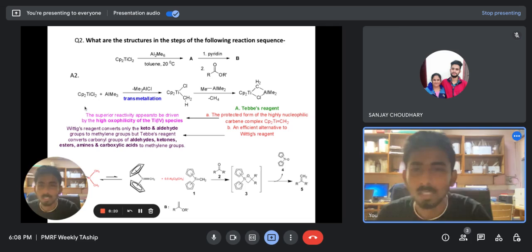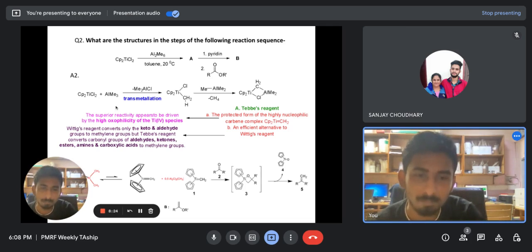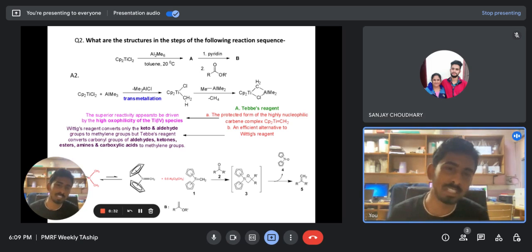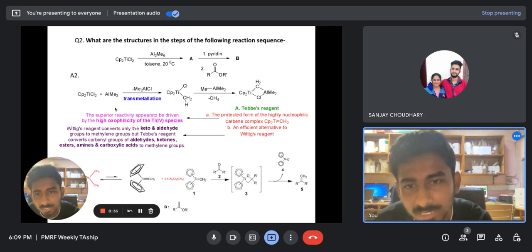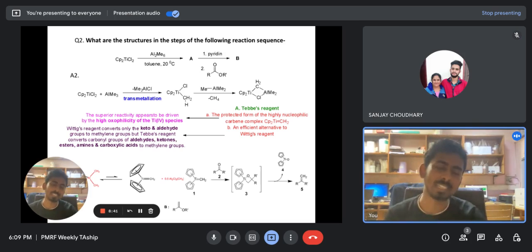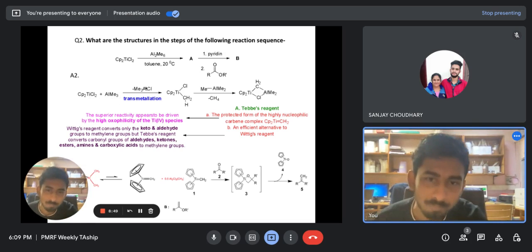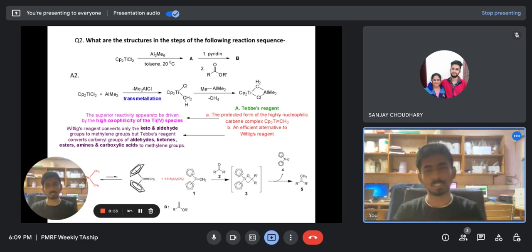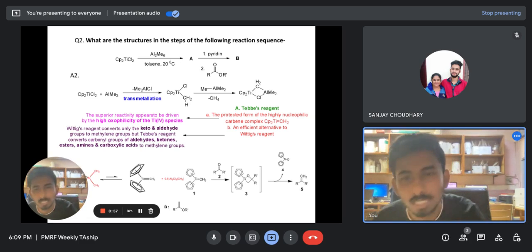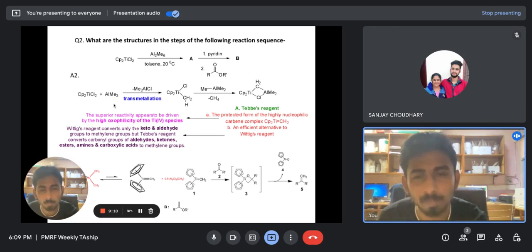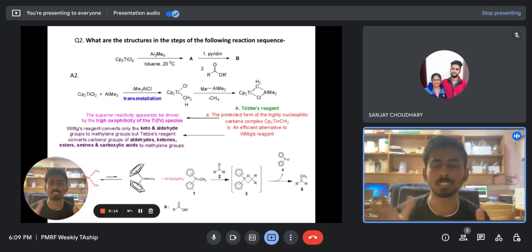So firstly, we will go one by one. What happens when Cp2TiCl2 is treated with AlMe3? It's a transmetallation reaction. About transmetallation or salt metathesis reaction, we have already stated in the previous classes. Since aluminium is a p-block metal and it has a high affinity for halide substituents, it actually grabs one of the chlorine atoms from the titanium. So Me2AlCl, dimethylchloroaluminium, is eliminated from the reaction mixture, and one of the methyl groups from the aluminium is transferred to the titanium. So this is a kind of give and take of chloride and methyl moiety between titanium and aluminium centers. Such reactions are popularly known as transmetallation or salt metathesis reactions. You can Google about it for more details.